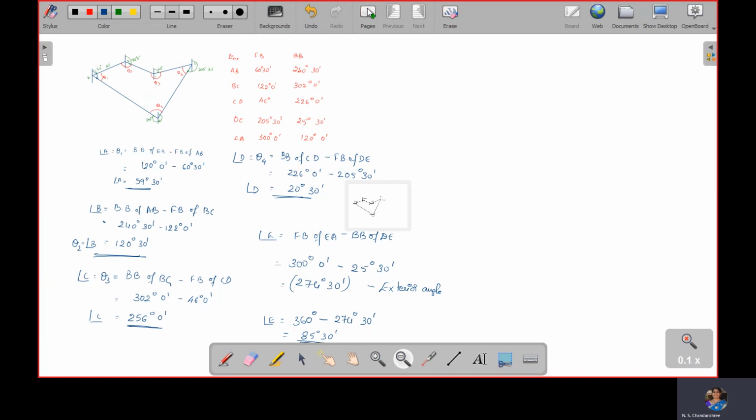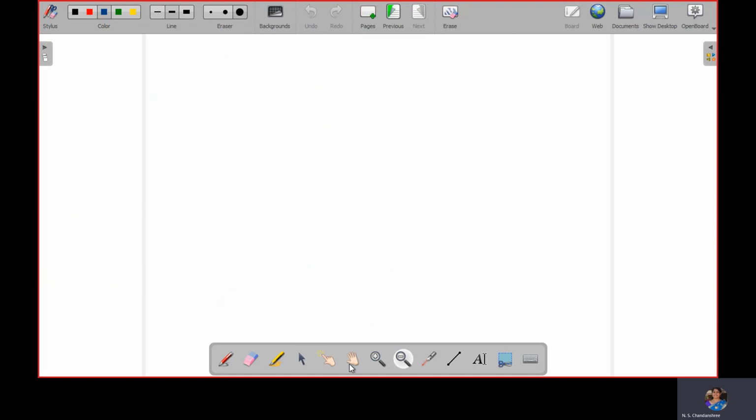There is one more type of problem, that is, it's a reverse of this. We can calculate the bearings using the internal angles. We'll try to solve that now. We'll take down the question.